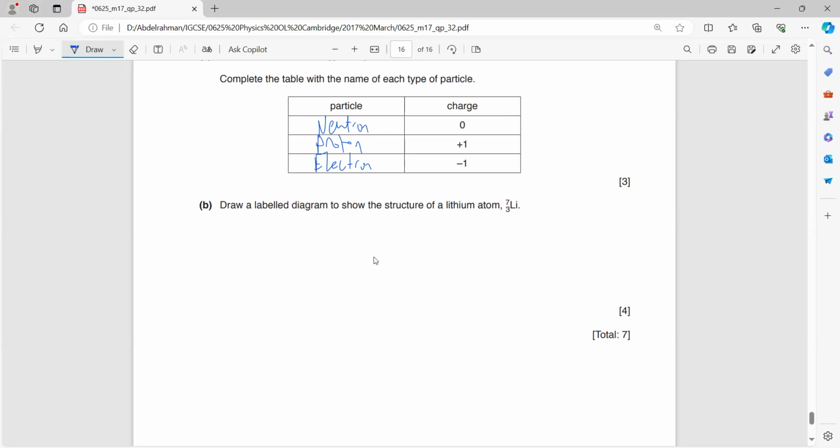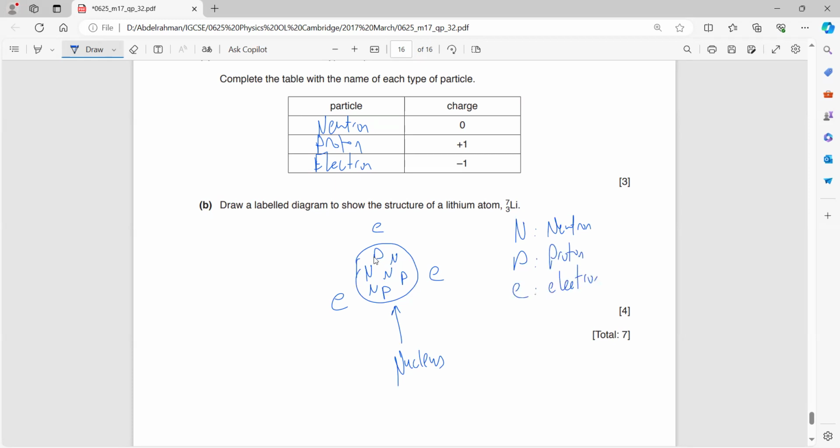All I care about in physics, very simply, is a nucleus. In this nucleus, I need 3 protons, so P, and then 4 neutrons, and I'll state that this is the nucleus. And then I have 3 electrons outside the nucleus, and that's it. N neutron, P proton, and E electron, and that's it. Okay. Good.